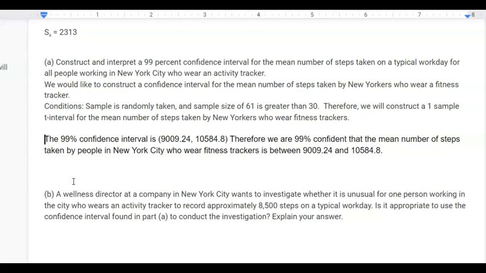Therefore, we are 99% confident that the mean number of steps taken by people in New York City who wear fitness trackers is between 9,009.24 and 10,584.8 steps. But I guess that's it there, so we're fine.